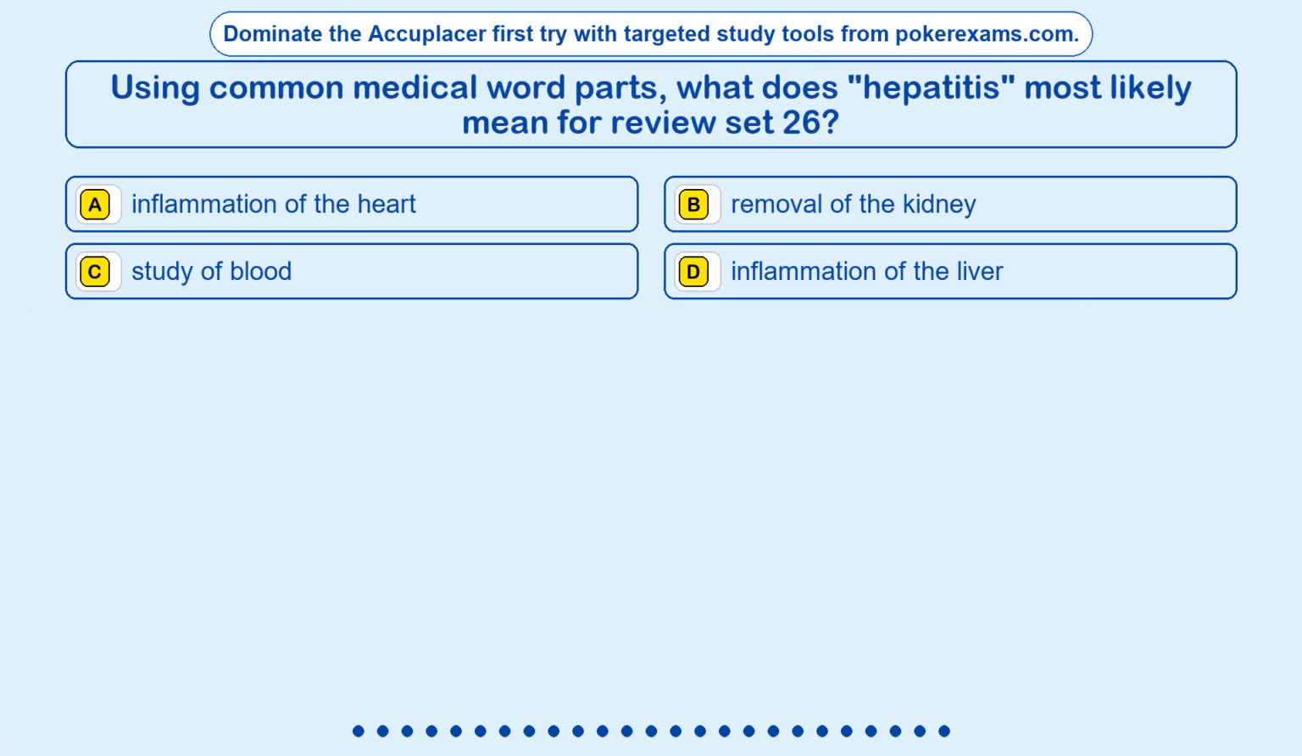Question 23. Using common medical word parts, what does hepatitis most likely mean for review set 26? Option A, inflammation of the heart. Option B, removal of the kidney. Option C, study of blood. Option D, inflammation of the liver.